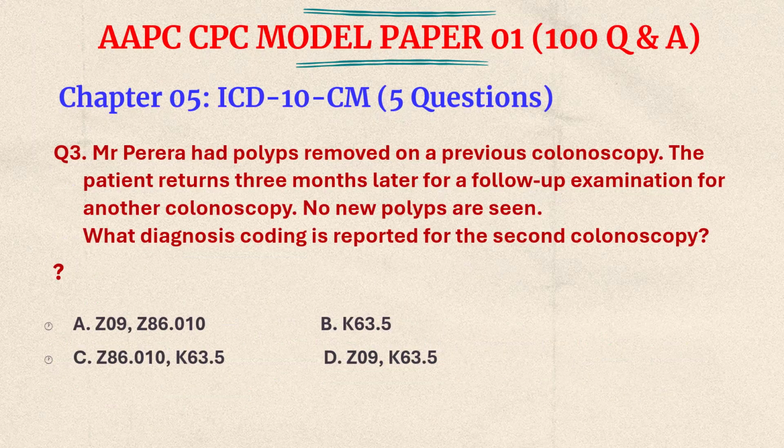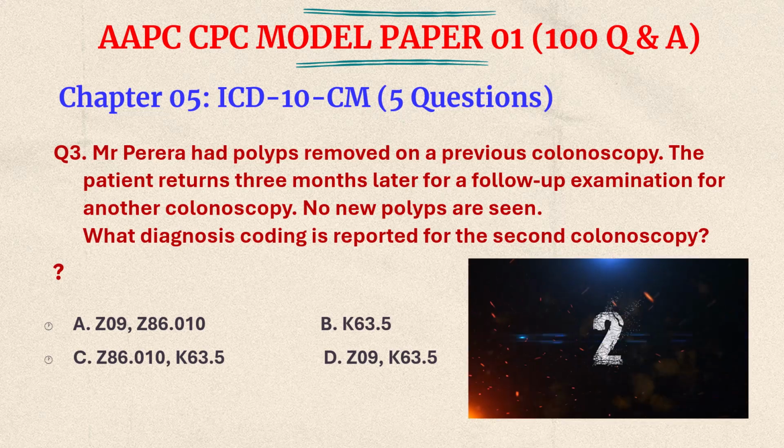Question number 3. Mr. Pereira had polyps removed on a previous colonoscopy. The patient returns 3 months later for a follow-up examination for another colonoscopy. No new polyps are seen. What diagnosis coding is reported for the second colonoscopy? So please pause the video and take your ICD-10 code book and find the answer. 3, 2, 1.